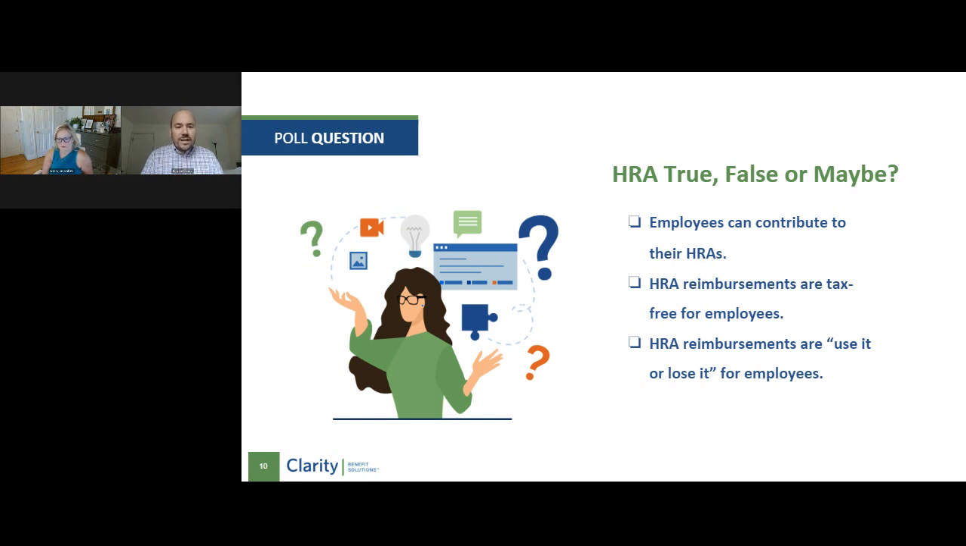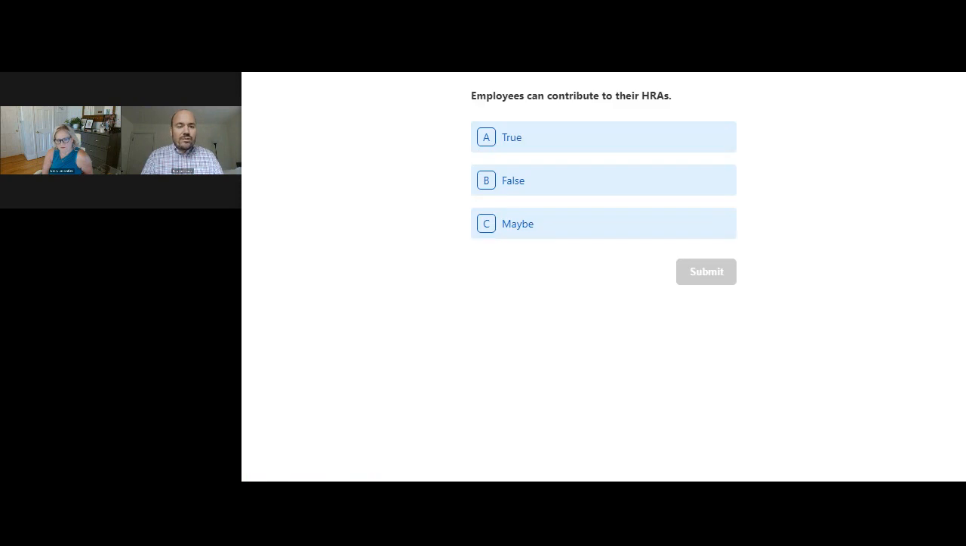And the first question is, employees can contribute to their HRAs. True, false, or maybe. So we'll give everyone 10 seconds, 15 seconds to go ahead and answer that to the best of your ability, and then we'll move right along, look at the results, and then check out the next question. Looks like some of these answers are coming in, so we will go ahead.